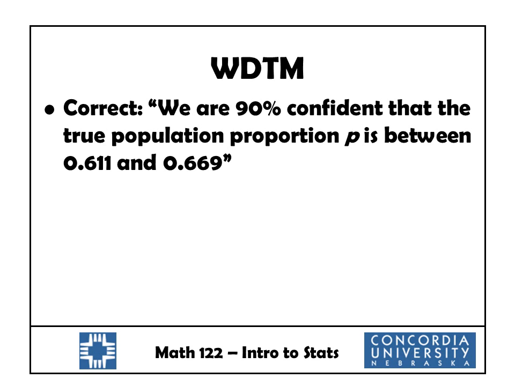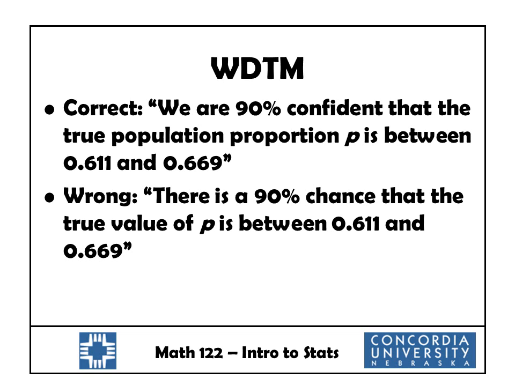Okay. Now let's talk about interpreting this confidence interval. A correct way to interpret this would be to say that we are 90% confident that the true population proportion P is somewhere between 0.611 and 0.669. Or 90% confident that P is somewhere between those two values. An incorrect way to interpret this would be to say that there is a 90% chance that the true value of P is between 0.611 and 0.669.